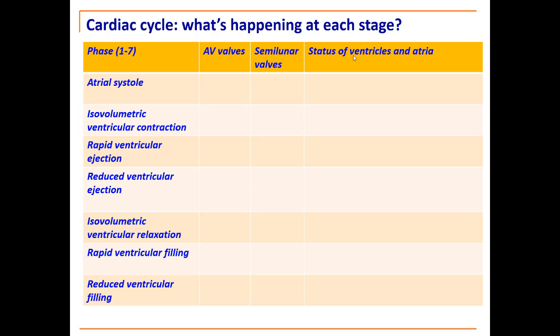So, atrial systole. During atrial systole, of course, the atria are contracting. So the atrioventricular valves are, of course, open because blood is being pumped from the atria into the ventricles. The semilunar valves are closed because the pressure in the ventricles is less than that in the aorta and the pulmonary artery. What about the status of the ventricles and atria? Well, of course, the atria are contracting and emptying because that's what atrial systole is. It's about contraction of the atria. And the ventricles are relaxed and filling.